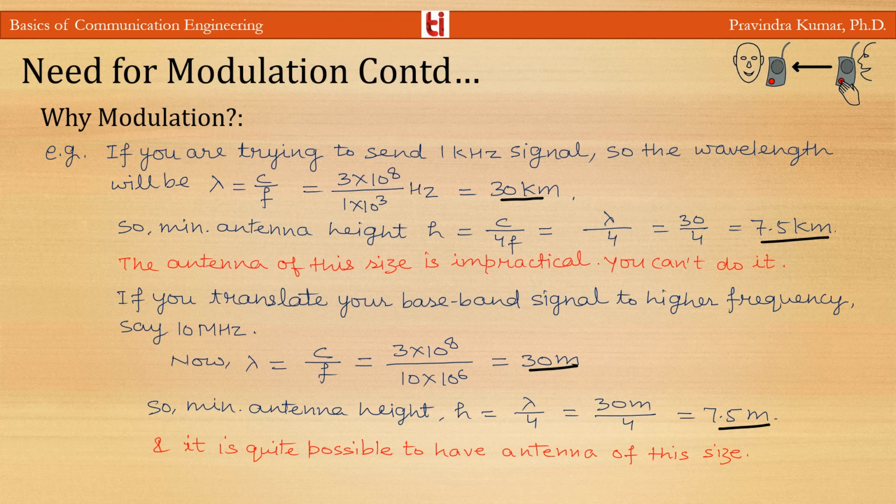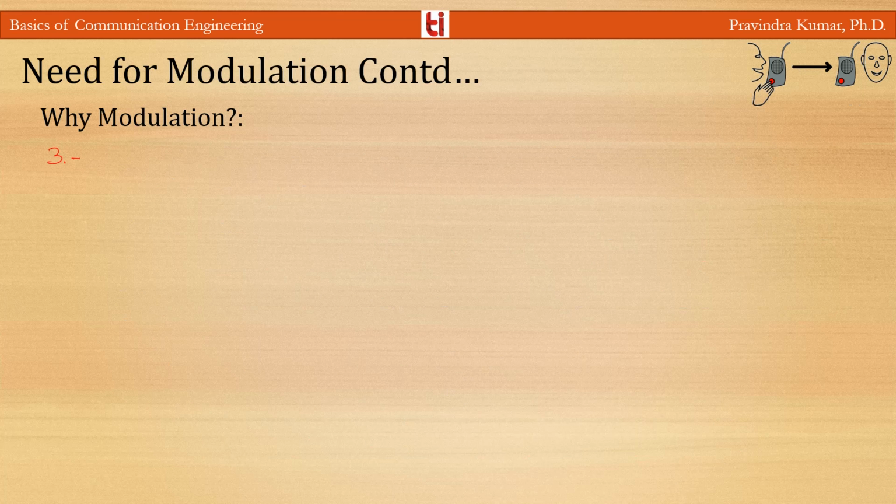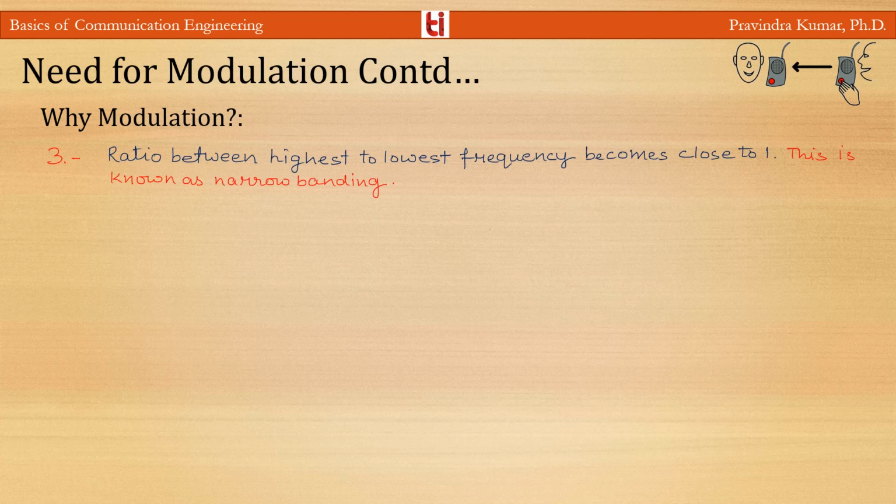So after translating the baseband signal to a higher frequency, or we can say after modulation, we can have an antenna of smaller size, and then this modulated signal can be transmitted very easily using a smaller antenna. And of course, at the other end, after receiving it, you have to do demodulation, which we will discuss in the coming lectures.